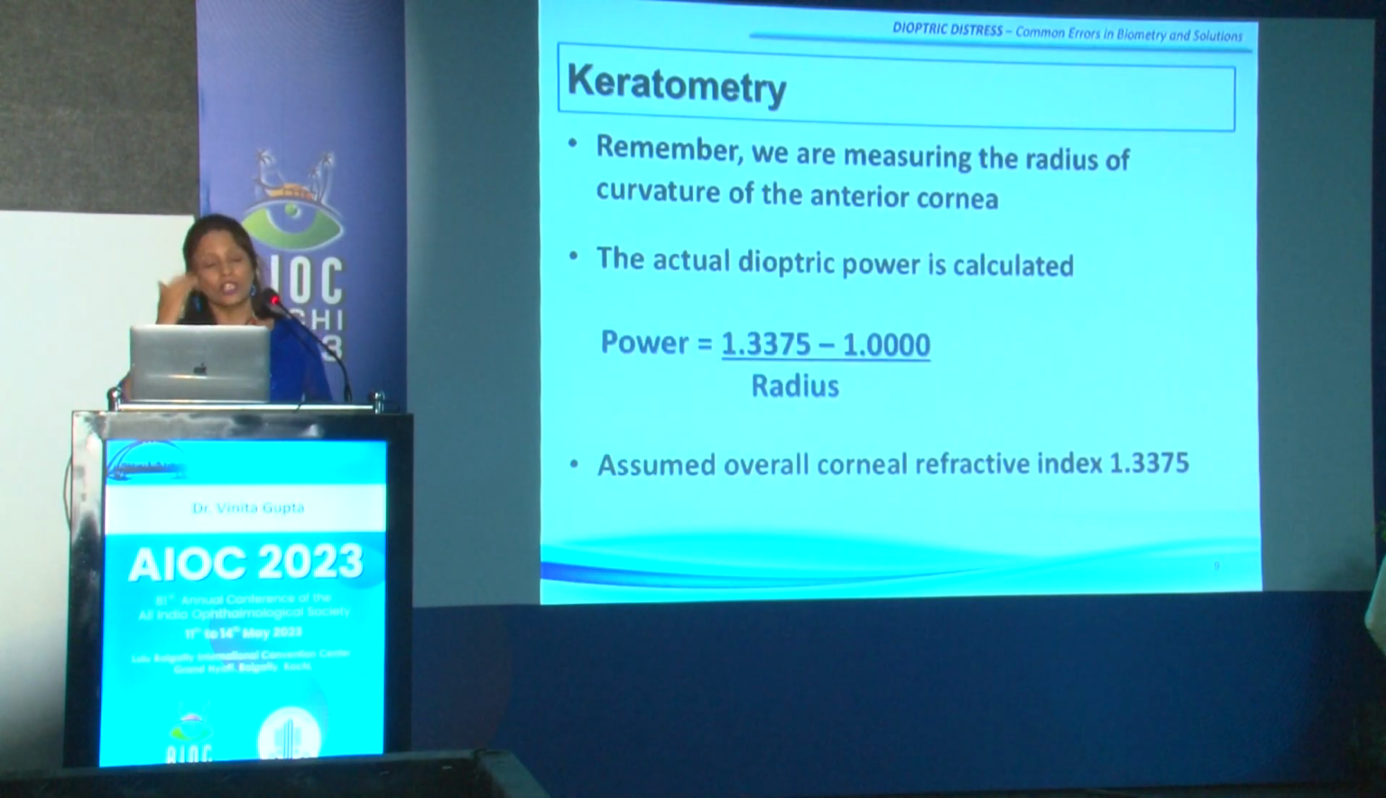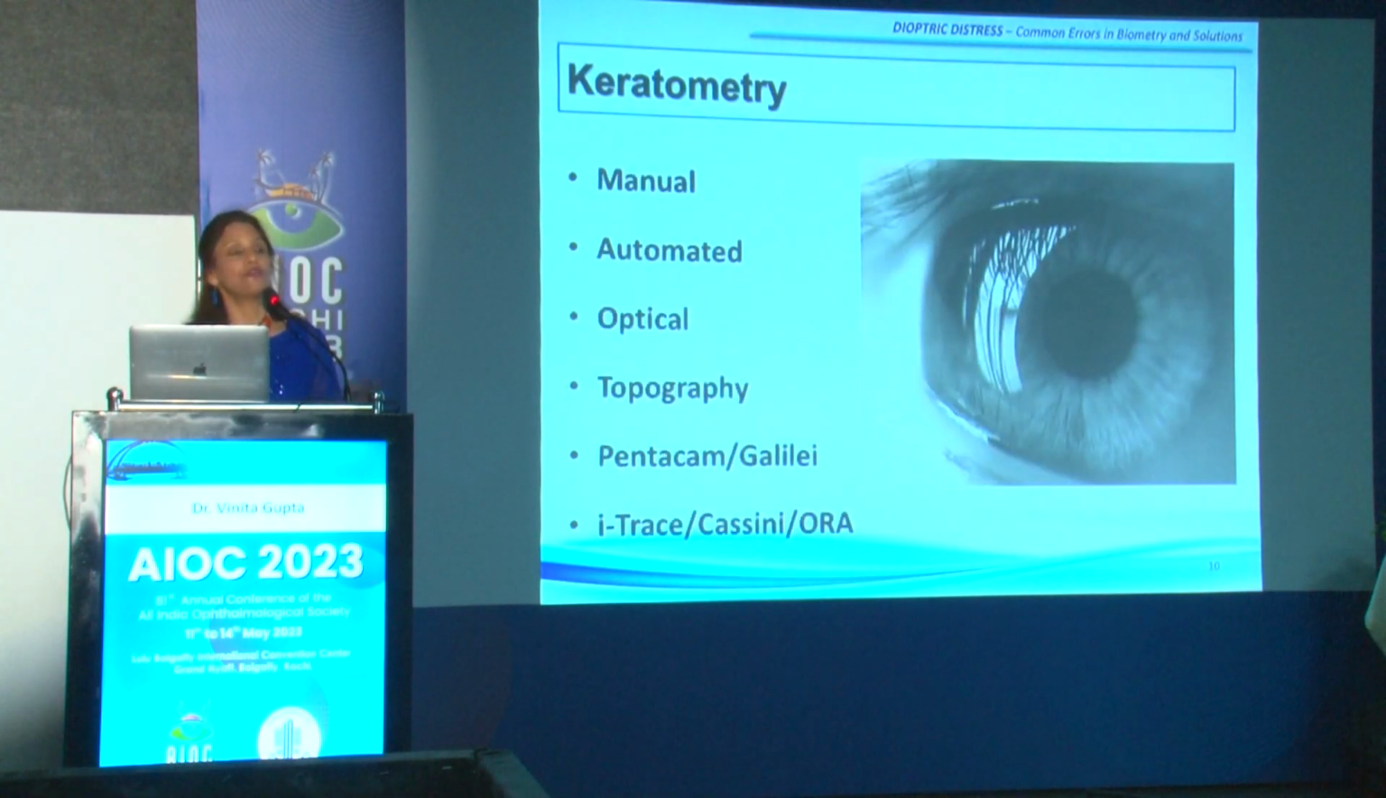Most of the instruments or the keratometers are measuring the anterior radius of curvature, and then presuming the overall refractive index of the cornea, they are actually calculating the power of the cornea, or the true power of the cornea. But nowadays, we have a lot of armamentarium of machines which have come up, which are able to give us an estimation of the posterior corneal curvature also. So we have this armamentarium.